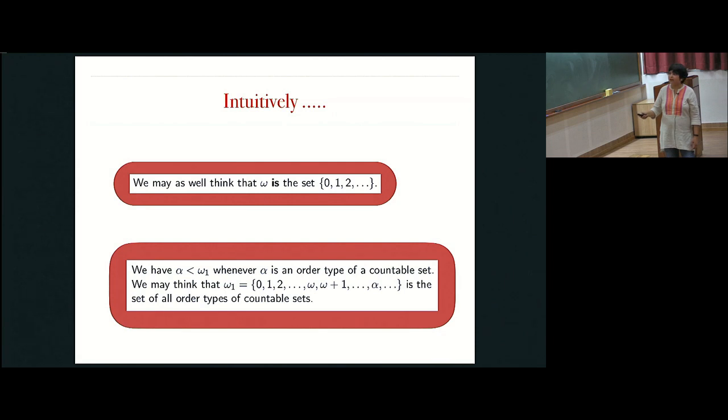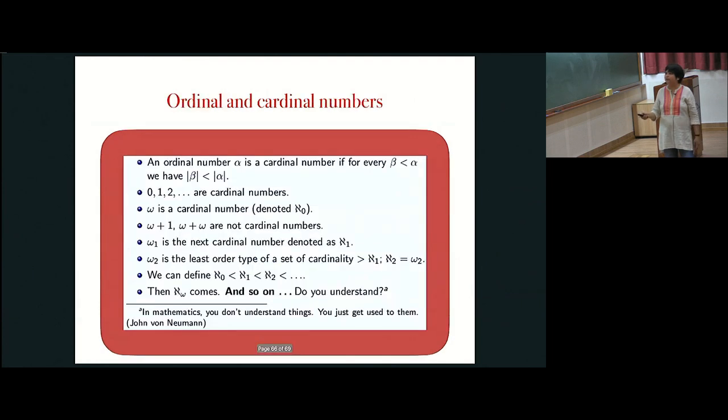Interestingly, you see omega and omega plus 1, their cardinalities are the same. They are both countable sets. But what is different? The order. The orders are different. In that sense, they are different ordinal numbers. The cardinalities are the same, but the orders are different. You can define it in some way. I'm not going into the exact definition, just wanted to give you a feeling.